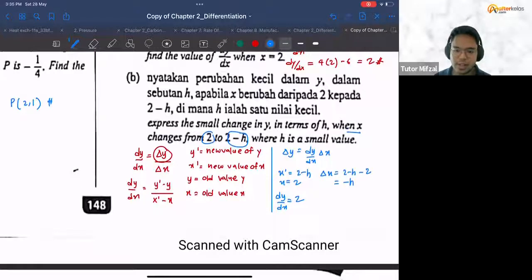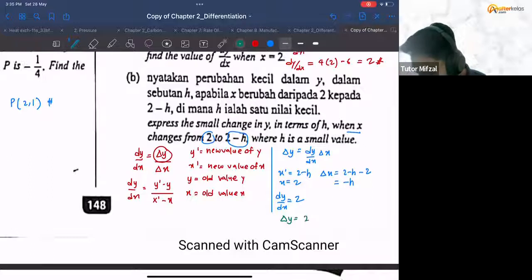Now, what we can do is substitute into the equation. Delta y is equivalent to dy over dx, which is 2, multiplied with delta x, which is negative h. So our delta y value is equivalent to negative 2h. Settle.